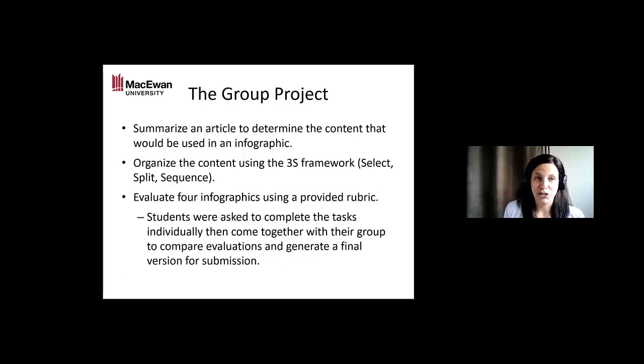So what was the group project? Well, they were given an article by me, and they were supposed to organize the content using what I called the 3S framework, which was part of their article. So they select, split, and sequence it. And then they were supposed to evaluate the infographics using some examples from their peers. So they were asked to do this separately and then come together as a group to do it.